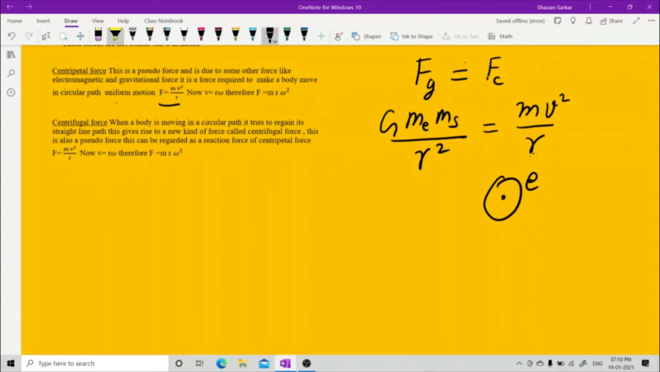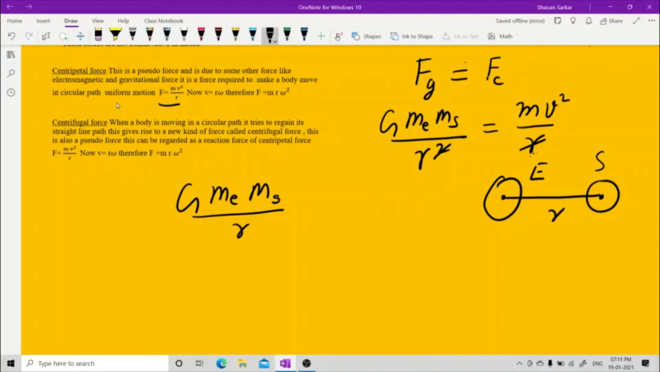This is our earth, and this is our sun, and this is the distance I'm talking about. So this r cancels out with this r. So you get G times mass of earth, mass of sun, over the distance between them, and you get v squared equal to this. So you can calculate the velocity of the earth around the sun. It comes out to be the velocity of the earth.